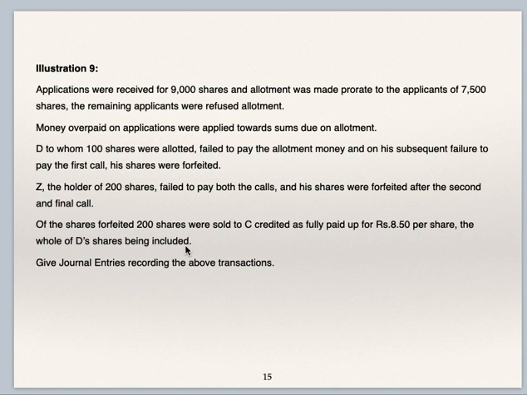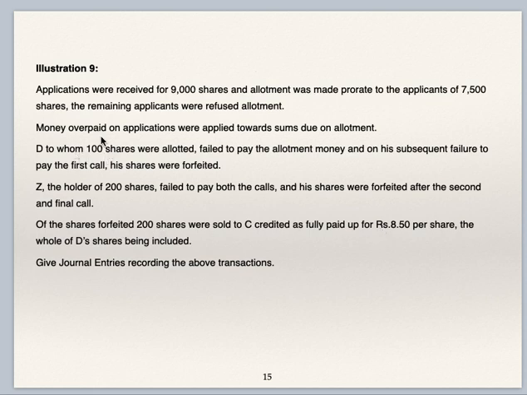So totally how many shares are forfeited? 100 of D's shares they have forfeited after first call. 200 of Z's shares they have forfeited after second and final call. Totally 300 shares they have forfeited. Out of that, 200 forfeited shares they have reissued at 8 rupees 50 paisa.